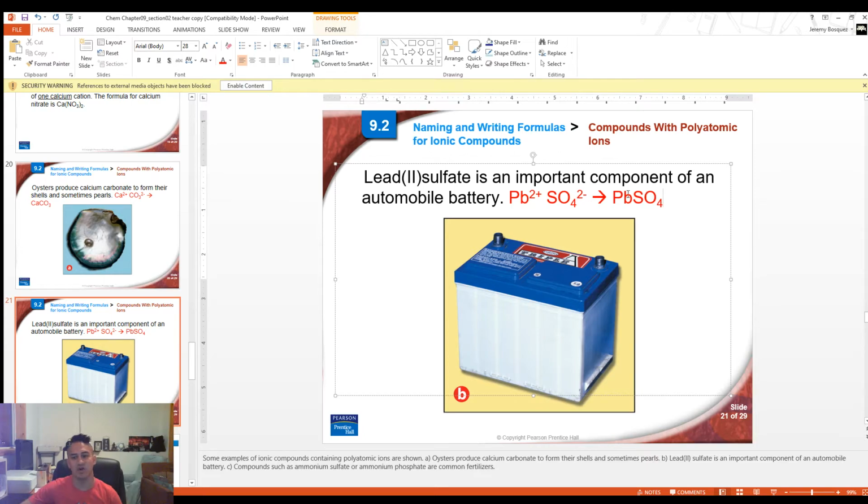Now you'll notice that I don't write this sulfate in parentheses when there's only 1 of them. You only have to write it in parentheses when there's more than 1, and you have to put a number outside. If there's only 1 of them, you can just write it as SO4. You don't need to have parentheses around it.